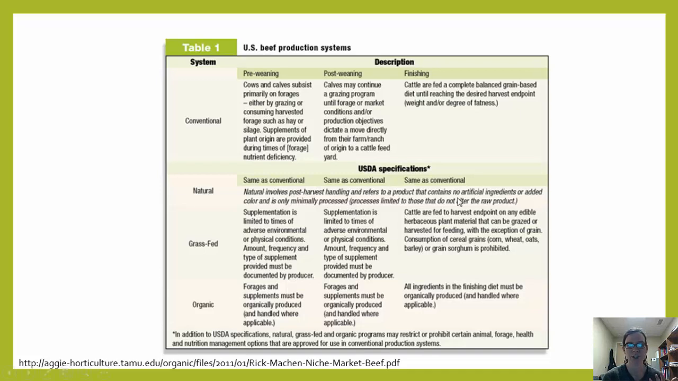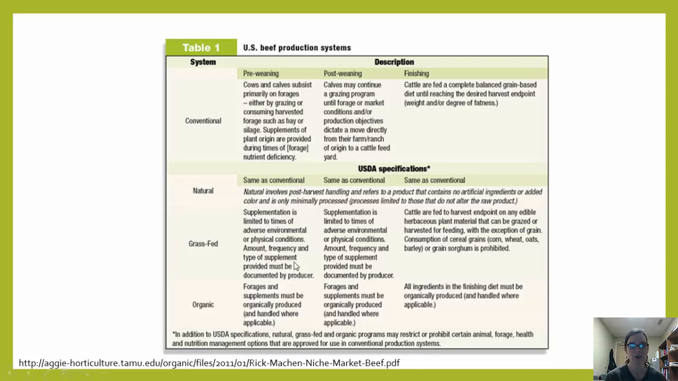So then we have natural, which I believe is almost the same method, but with a few changes. So some of these things are the same as the conventional. However, the natural involves post-harvest handling and refers to a product with no artificial ingredients or added colors. So you might notice that sometimes in the grocery stores meats are very, very red because a color is added to make them appear fresher. So in a natural product, you wouldn't have that, for example.